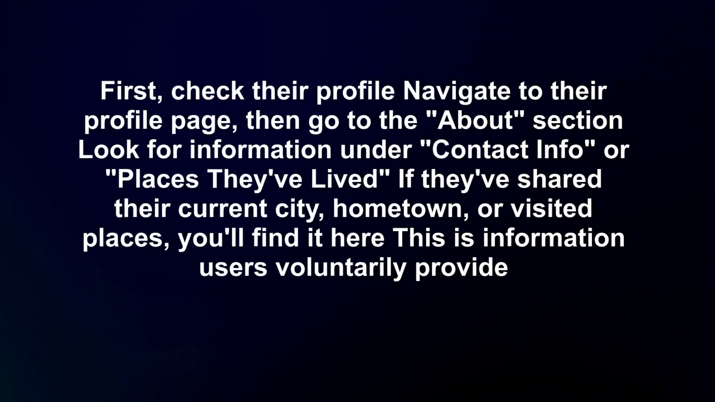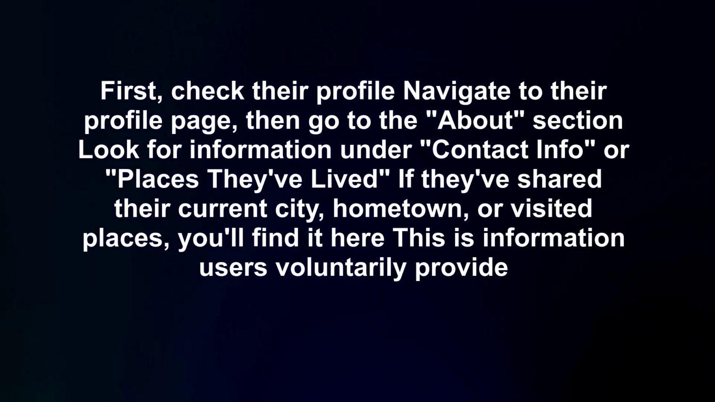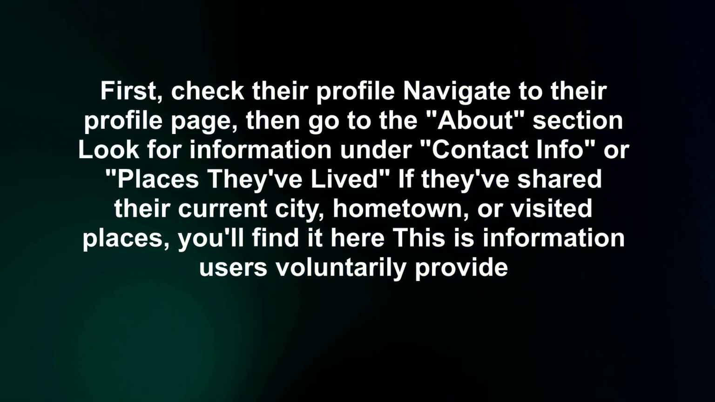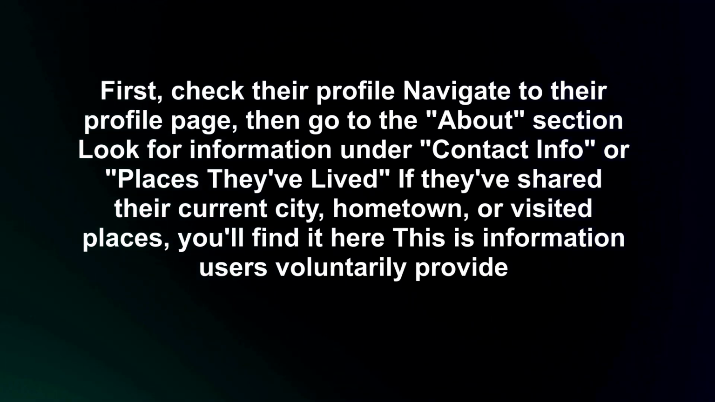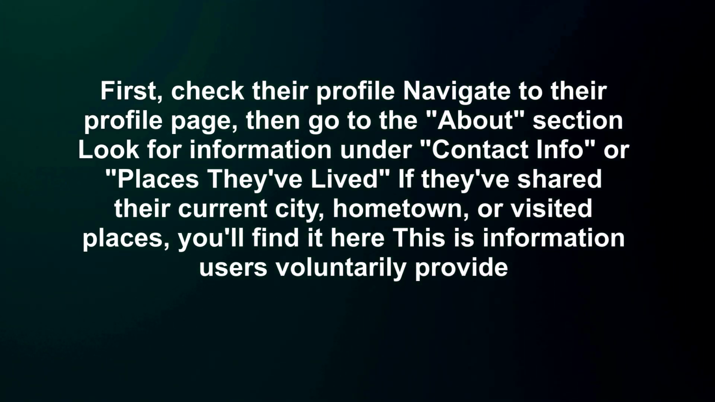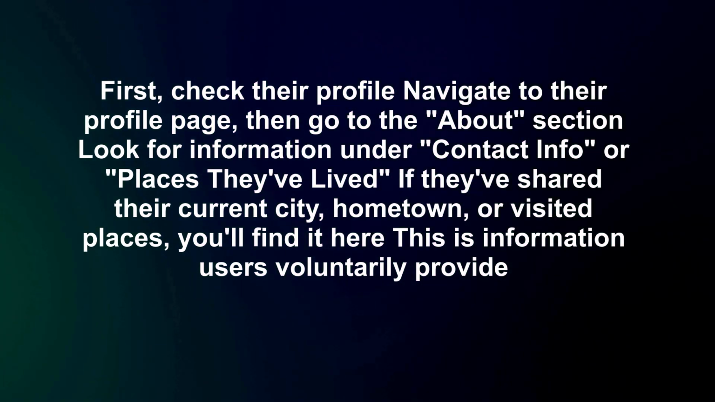First, check their profile. Navigate to their profile page. Then go to the About section. Look for information under contact info or places they've lived. If they've shared their current city, hometown, or visited places, you'll find it here. This is information users voluntarily provide.